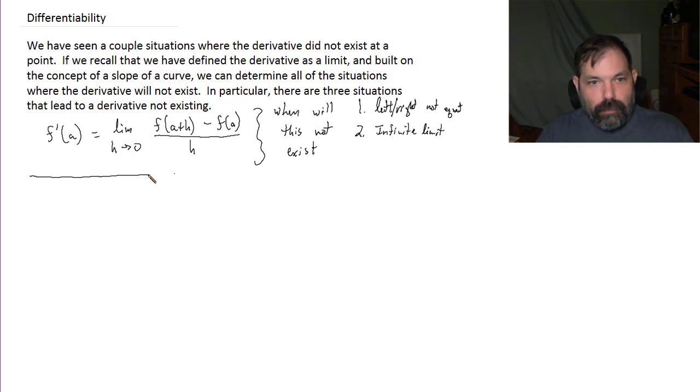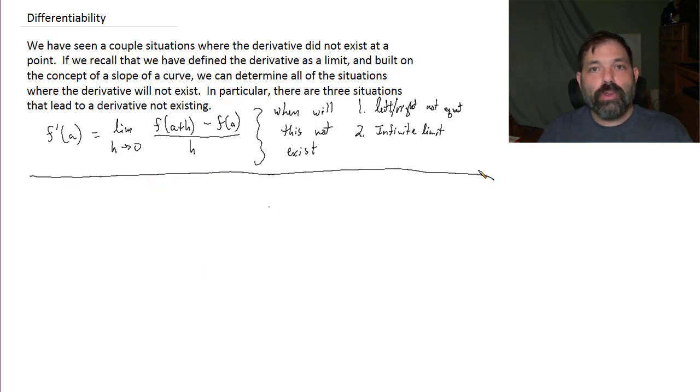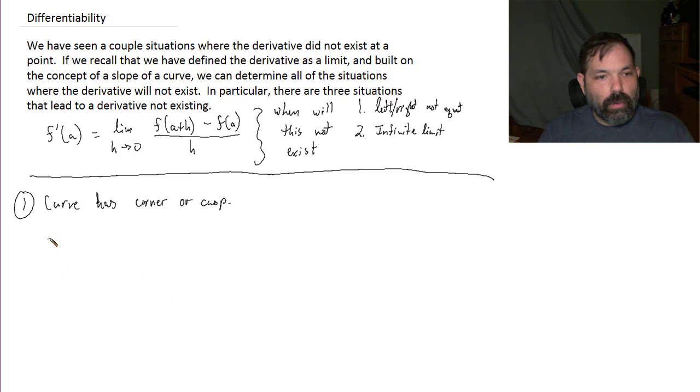So graphically, what this tells us is there's a few situations where we might expect the derivative to not exist. The first big situation is if the curve has a corner or cusp. So for example, if we had a curve that did something like this, where here's the a value.